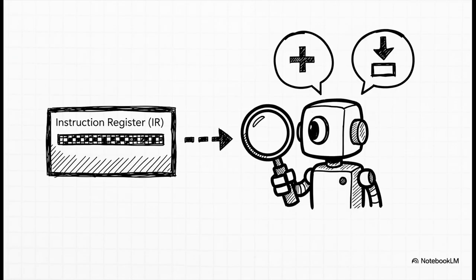So now that instruction, which is just a string of ones and zeros, is sitting in the instruction register. This is where the control unit, our manager, steps in.